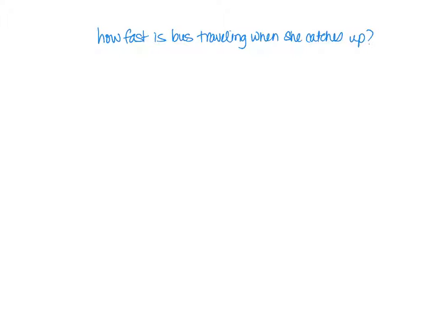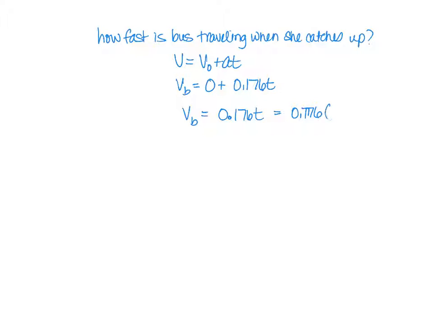Well, now this is a velocity question, so I'm going to go to my general form for velocity with constant acceleration and then put in my values for the bus. The bus, remember, had an initial velocity of 0 and an acceleration of 0.176. So the velocity of the bus can just be given as 0.176 times time. So I find how fast the bus is going at the time when she catches it, which was 8.53, and I find that it's going 1.5 meters per second.